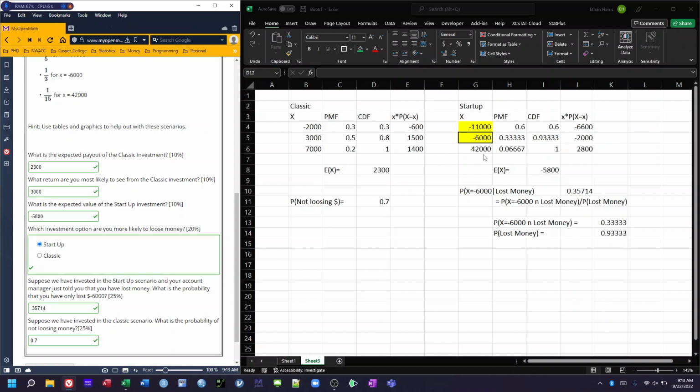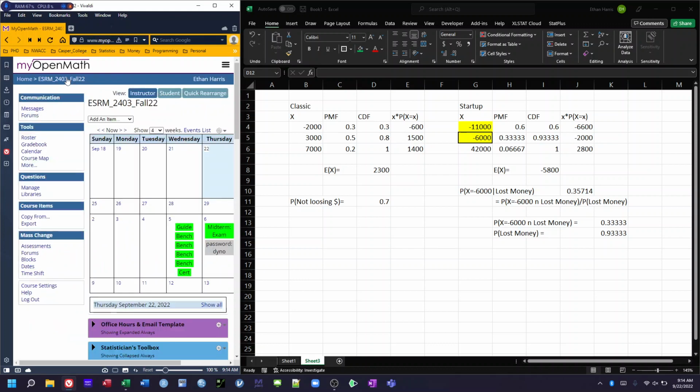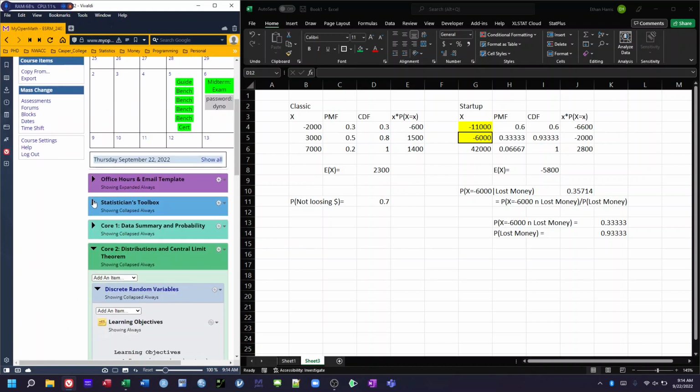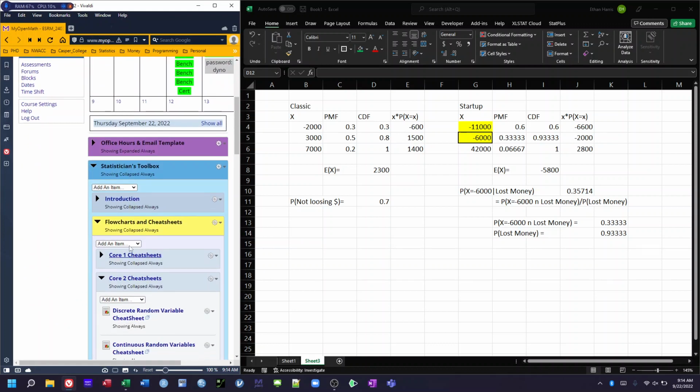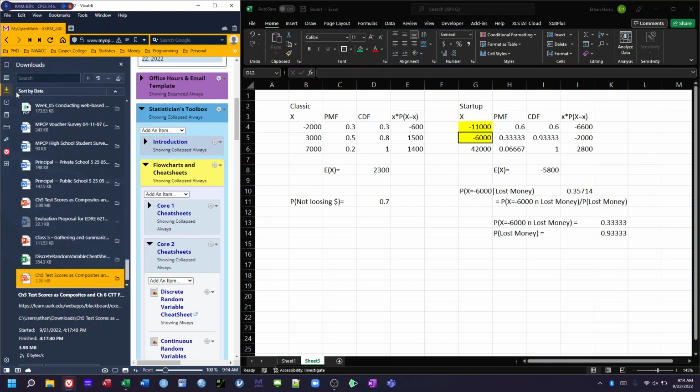Now there is one more thing that we can look at, the variance, because sometimes we're asked questions on the variance. I'm just going to remind you guys that there are very handy cheat sheets that we can be using. We can go into the statistician's toolbox and look at the discrete random variable cheat sheets. Let's just grab that and open it up real quick.